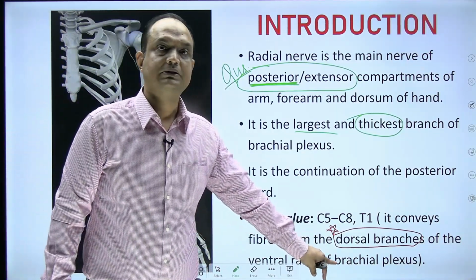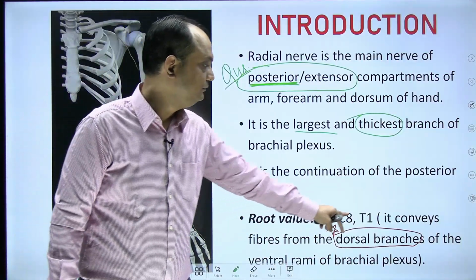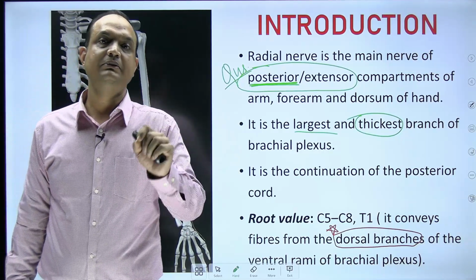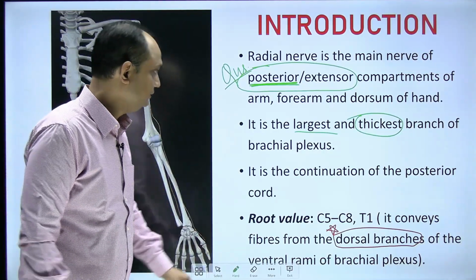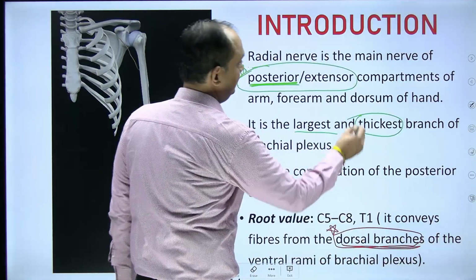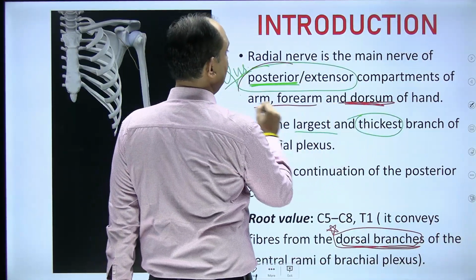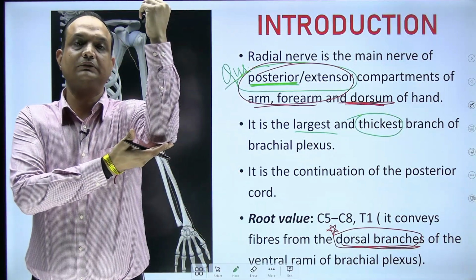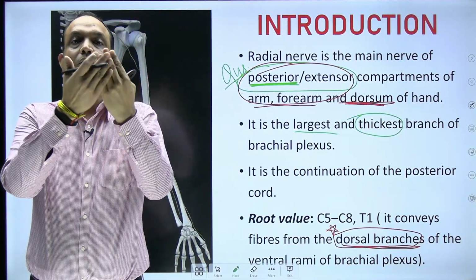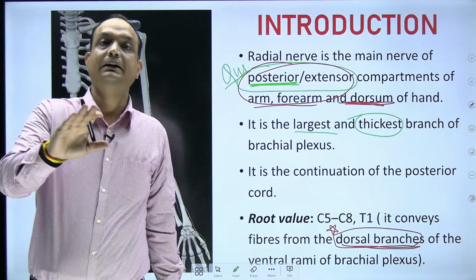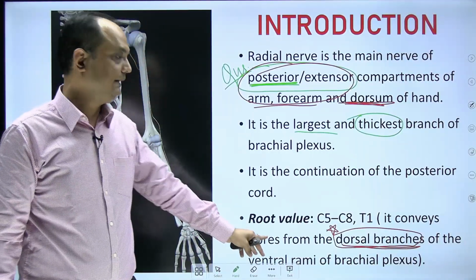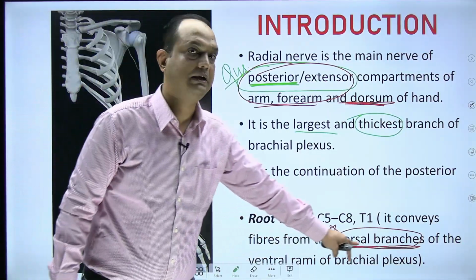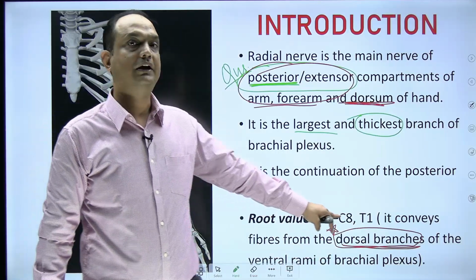So all the dorsal branches of the roots of C5 to T1 contribute into the radial nerve, and here you can keep this concept in mind that all the dorsal branches supply the dorsal surface of your arm and forearm. Clear? So the dorsal surface of the arm, forearm and hand is supplied by the dorsal branches of the brachial plexus, and that is your radial nerve, because the radial nerve is formed by the dorsal branches of the ventral rami of C5 to T1.